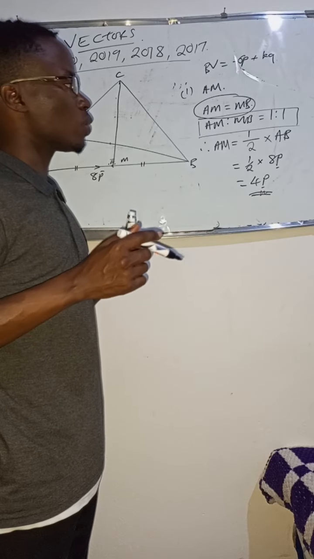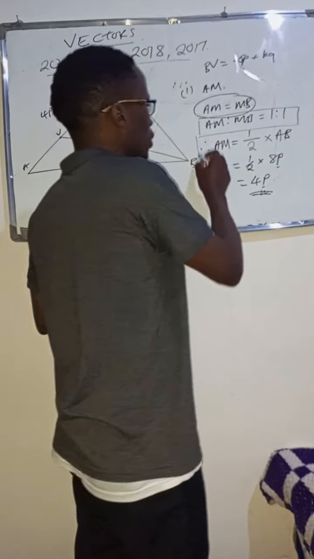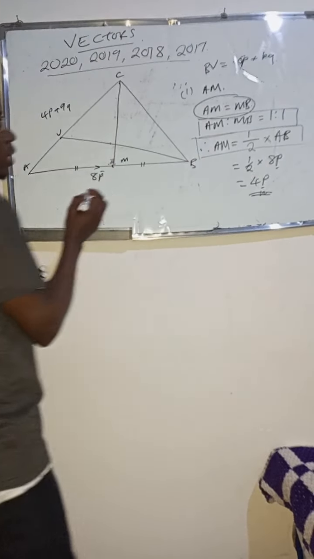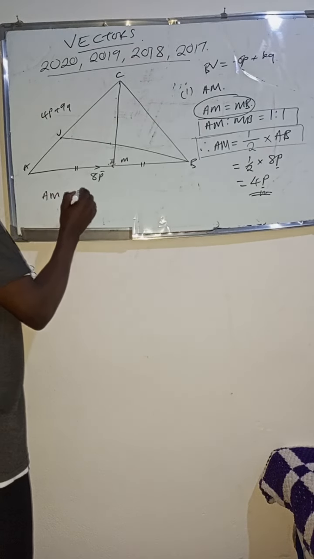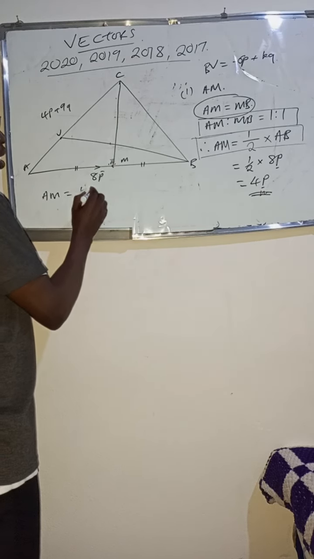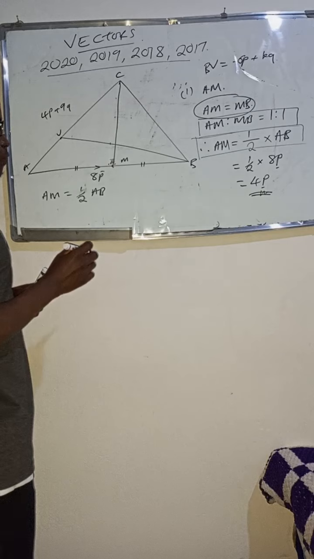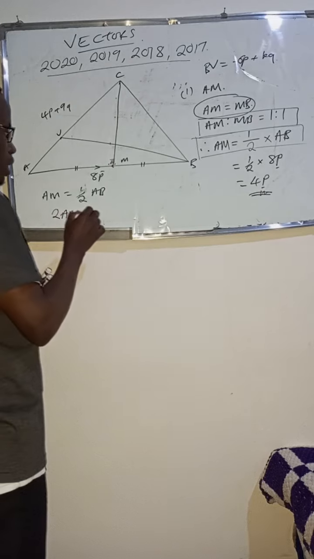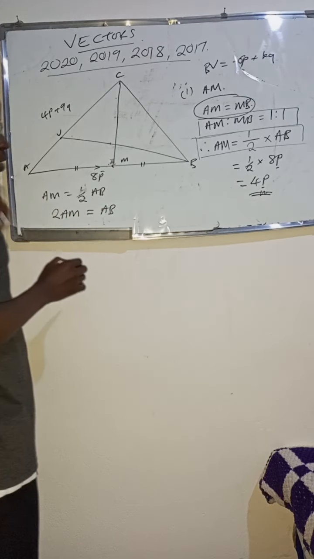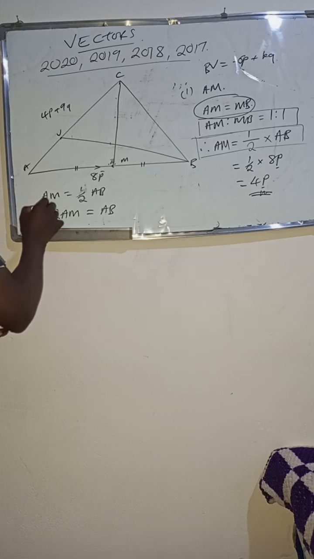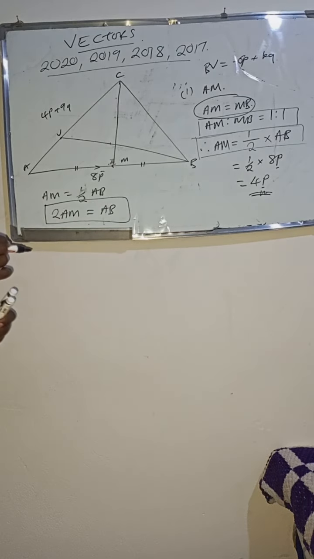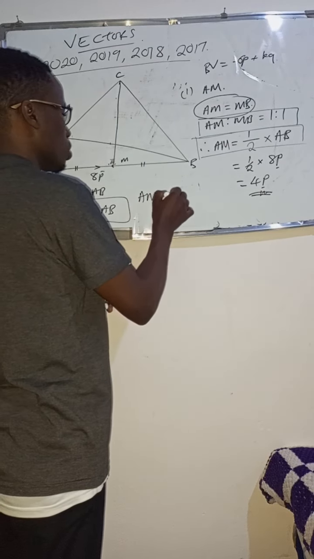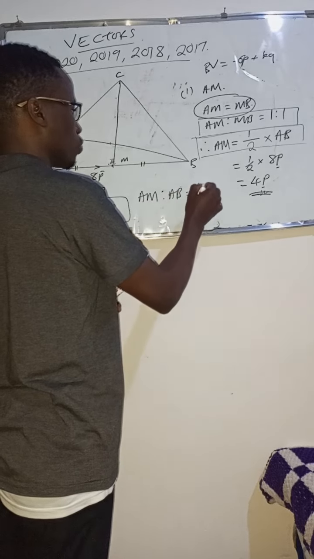The other way it can be phrased is this one here. Remember, here we are saying that AM is equal to 1 over 2 AB. So the other way it can be phrased is that 2 AM is equal to AB. That is another way they can phrase it. The other way they can also say is the ratio AM to AB is equal to 1 to 2.